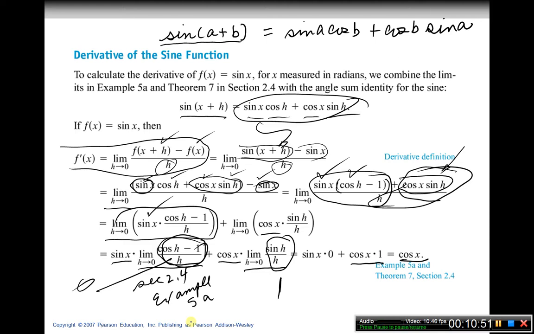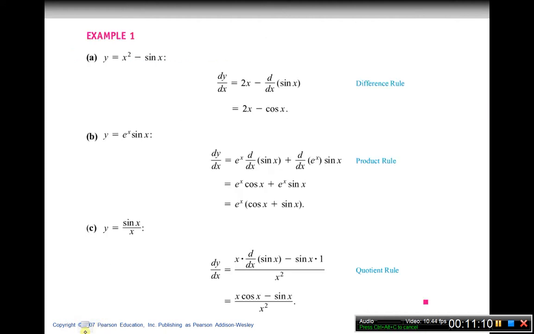And you can also look at the textbook for the derivative of cosine of x, and I'll just simply repeat it here. d dx of cosine of x is equal to minus sine of x. Now we can work several problems here that involve polynomials and sine functions and exponentials.